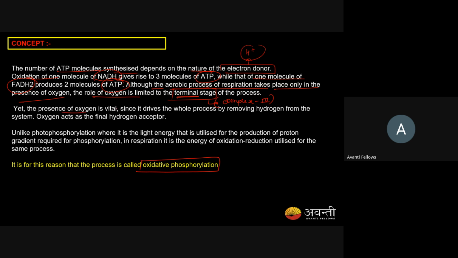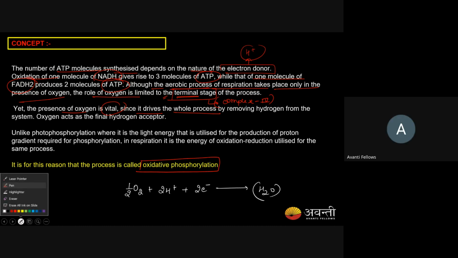Yet the presence of oxygen is very vital. It is literally vital since it drives the whole process. Who drives the whole process? This presence of oxygen here. So what is oxygen exactly doing here? We all know the basic equation. Half a molecule of oxygen accepts 2 hydrogen ions as well as 2 electrons and gets converted into H2O. Try to read out this concept.